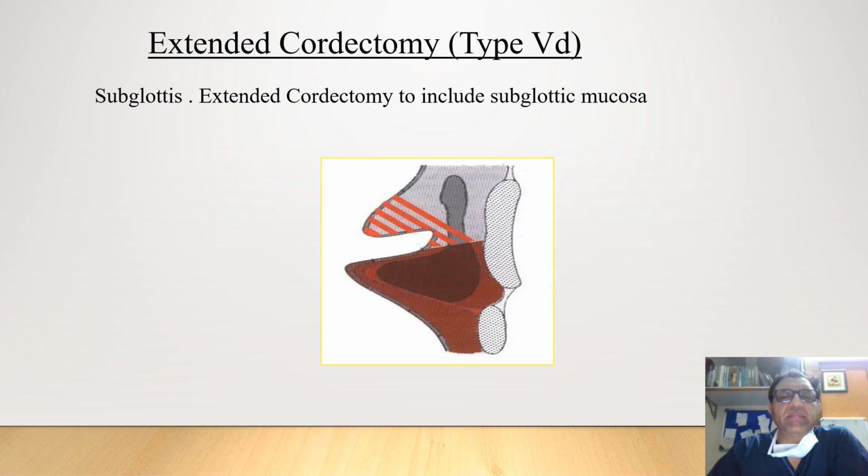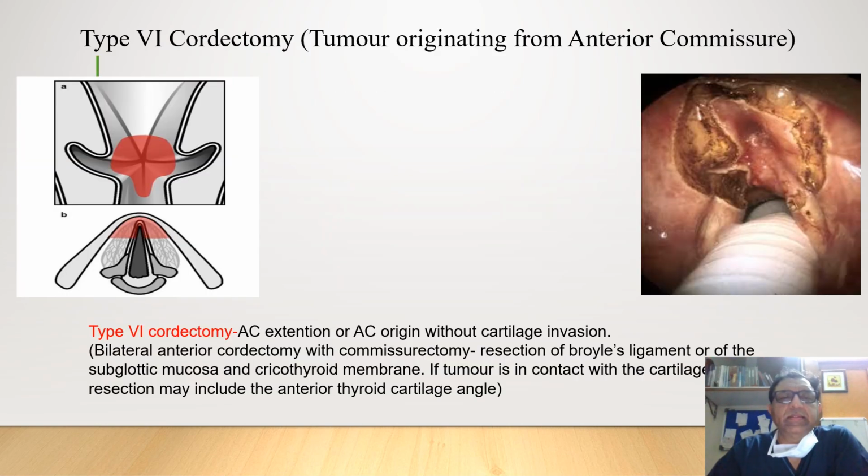Type 5D extended chordectomy includes the subglottic mucosa. Then type 5-6 is for tumor originating from the anterior commissure. Supracommissural growth is there, and this patient has undergone type 5-6 chordectomy.